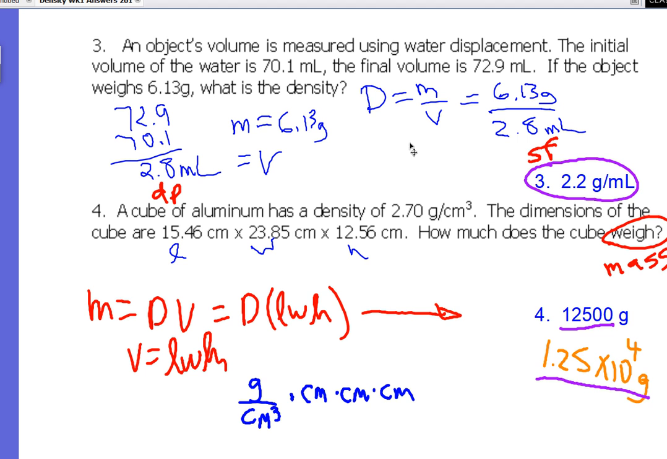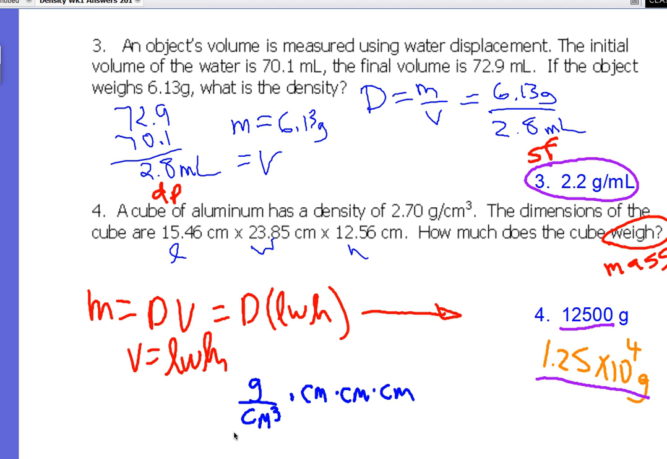Number 4, we have the density, and we have the length, width, and height. Length, width, and height, that's how you get volume. And the equation for mass is density times volume. So I said density times length times width times height. And plugged it into my calculator, and I got this answer. Some of you love scientific notation, which is great, so you get this answer. It doesn't matter which one you put down, as long as you put one of them down.